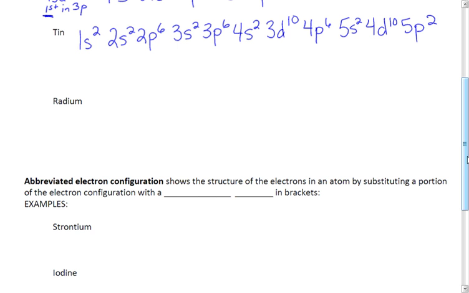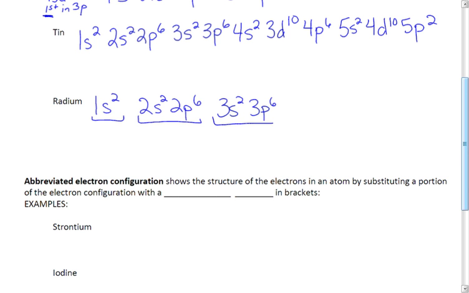And if it's helpful to you, you can mark it to where it's a row at a time. So we've got 1s with 2 electrons, so that's your first row. Then you have 2s and 2p, that's your second row. You've got 3s and 3p. When you get to the fourth row is where that overlapping starts to occur. So you have 4s2, 3d10, 4p6.